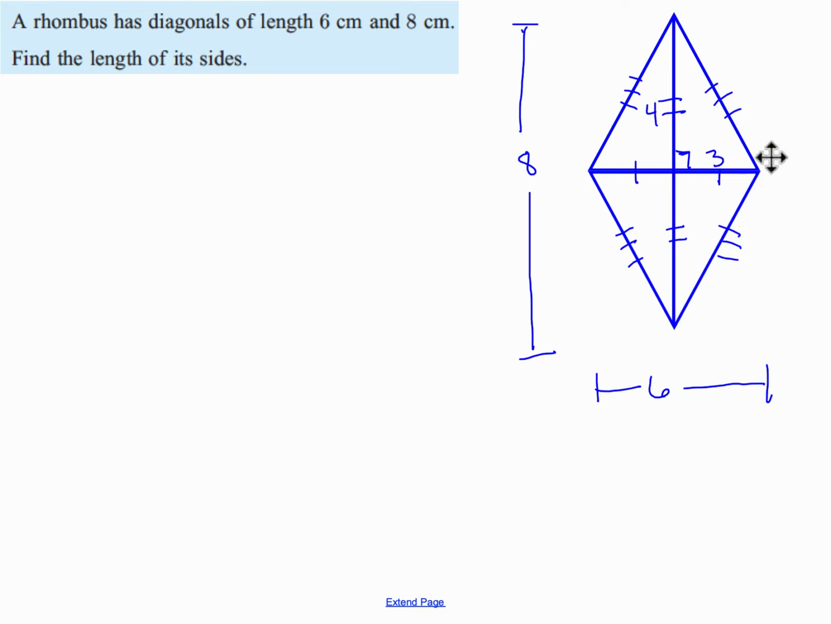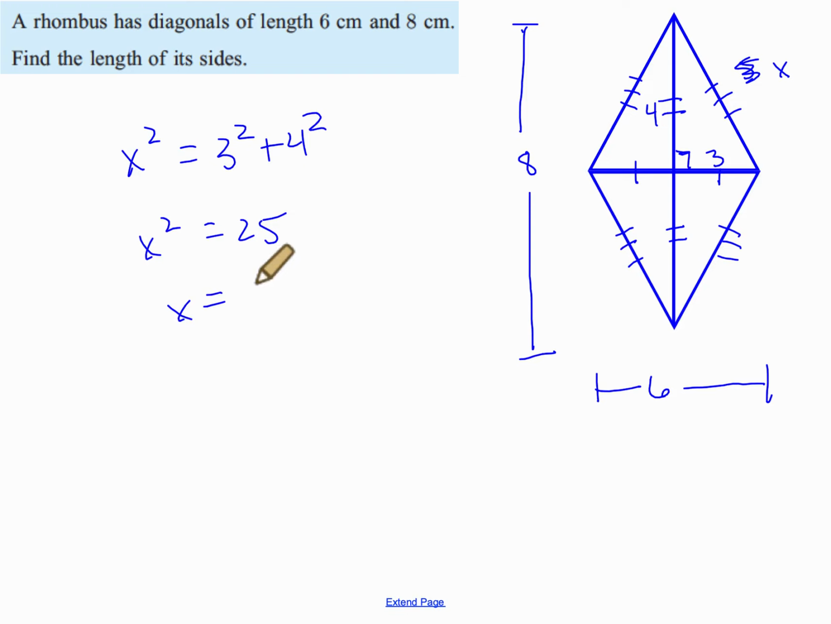And of course, we have a right triangle here. Hopefully you recognize it as a very common right triangle, which is a 3, 4, 5 right triangle. In other words, if I didn't know that and I said x, well, x squared would equal 3 squared plus 4 squared. X squared equals 25. X equals the square root of 25, which is equal to 5. And I did not put plus or minus there because this is a length, and length cannot be negative.